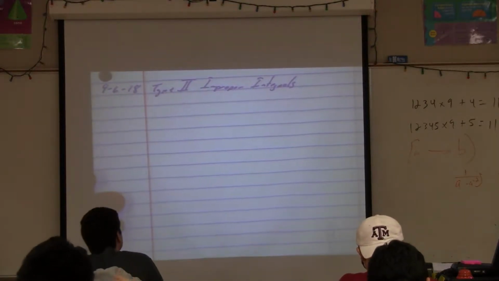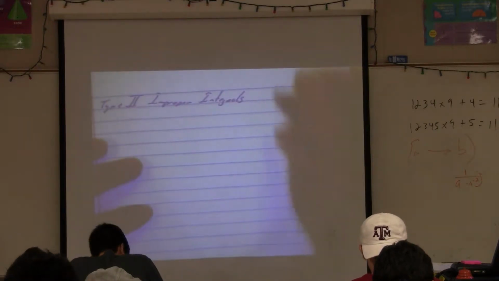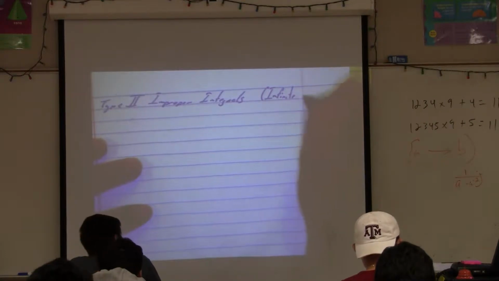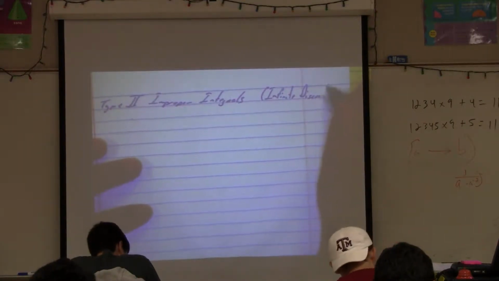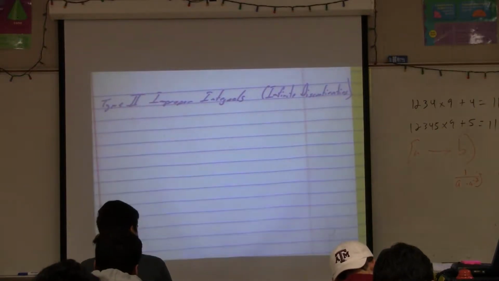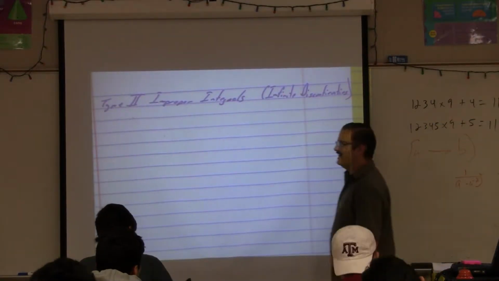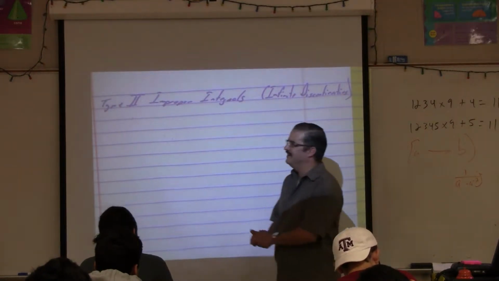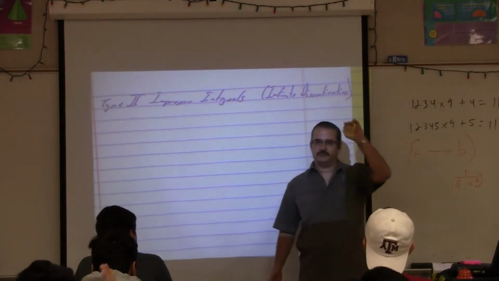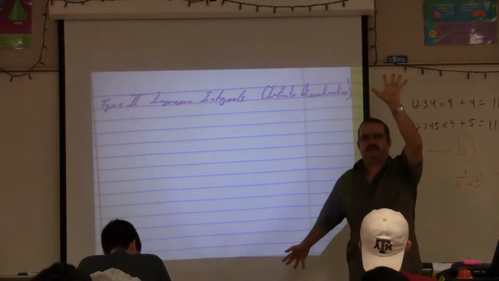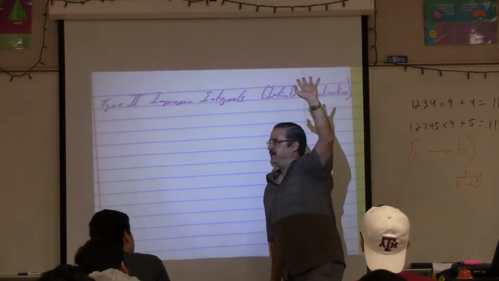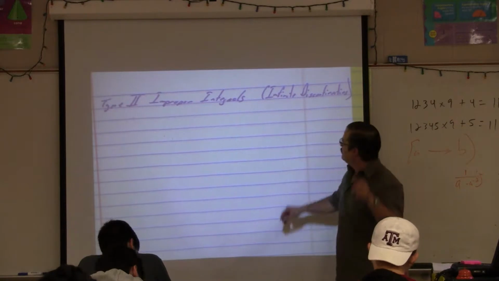So the second type of improper integrals are integrals that involve infinite discontinuities. So what do you think an infinite discontinuity is? It's a fancy word for an asymptote. What kind of an asymptote? A vertical asymptote, right? So it's an infinite discontinuity. That discontinuity is not just at one point, but it's at an infinite amount of points, right?